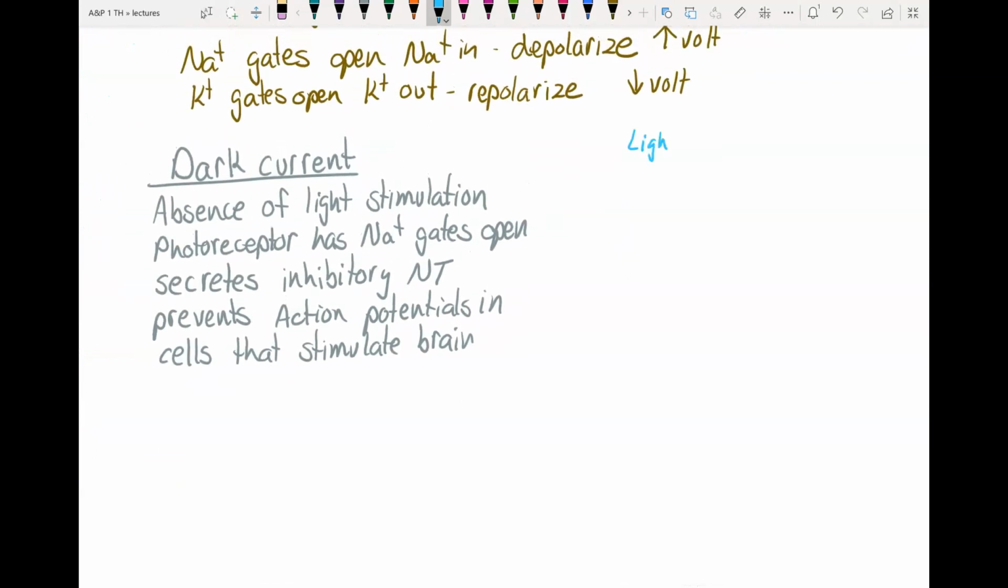So in the light, light stimulates your photoreceptor. And because that photoreceptor is being stimulated, it closes its sodium gate. Remember, this is unique in the eyes. Everything else we've studied, you open the sodium gate in response to stimulation. Now that that sodium gate is closed, the photoreceptor stops secreting neurotransmitter.